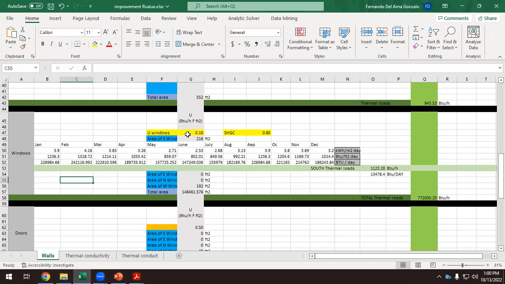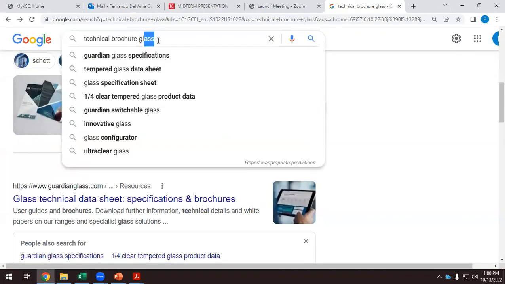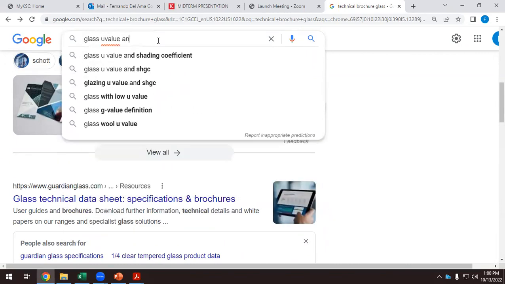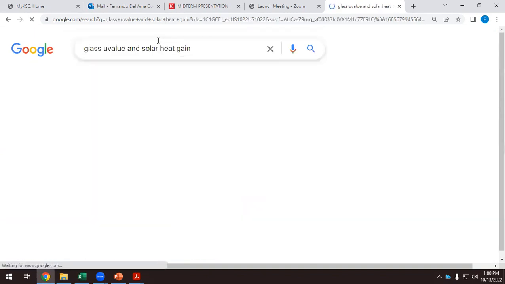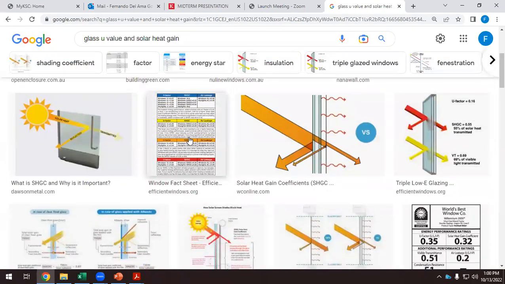But what we have found so far, it's at 0.2, it's not bad. But this 0.4, it's too low. So I think with a 0.2 U value, you can find up to 0.6 or 0.65 solar heat gain coefficients. But again, if you don't, you can Google glass U value and solar heat gain. And you will have a lot of examples here from brochures.